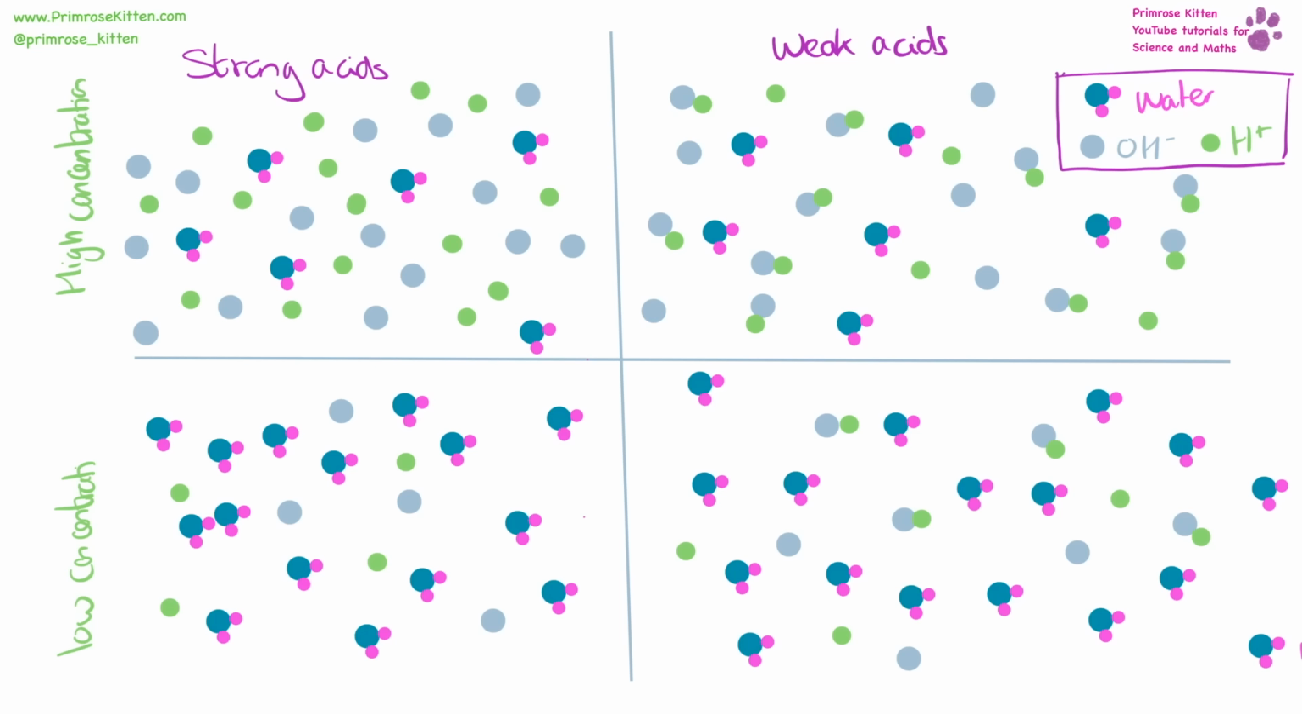Here we have our strong acid, again fully dissociated but at a low concentration, meaning there aren't very many hydrogen or hydroxide ions in a lot of water. For our weak acids, they are only partially dissociated, so some of the hydrogen and hydroxide ions have separated and some of them haven't, meaning that we are going to get some which are still together and some which are separated. At a high concentration, there are going to be lots of acid particles for very few particles of water, whereas at a low concentration there aren't going to be very many acid molecules per molecule of water.